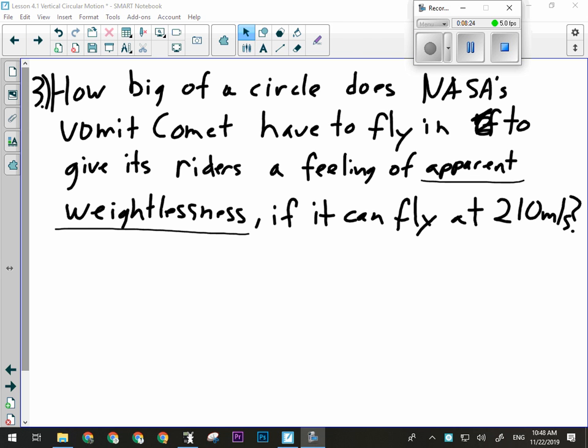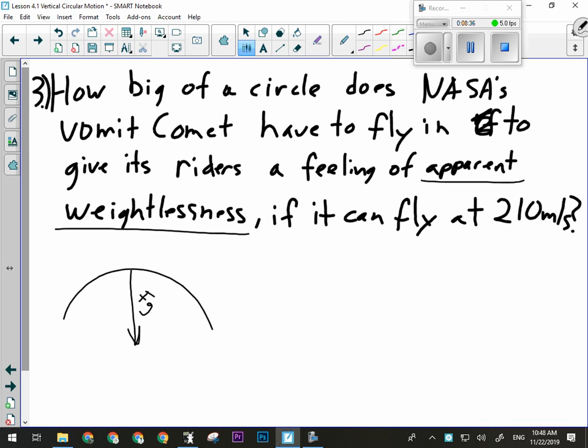The key to this one is they have a feeling of apparent weightlessness. We go over the top of a vertical circle to produce that feeling. When you're apparently weightless, you are not actually weightless. Gravity is still pulling on you, but something is zero. What is it? Fn, because that's apparent weight. If you're apparently weightless, Fn is zero. So we don't have any normal force, which means there's only one force. You're a projectile. It's gravity.